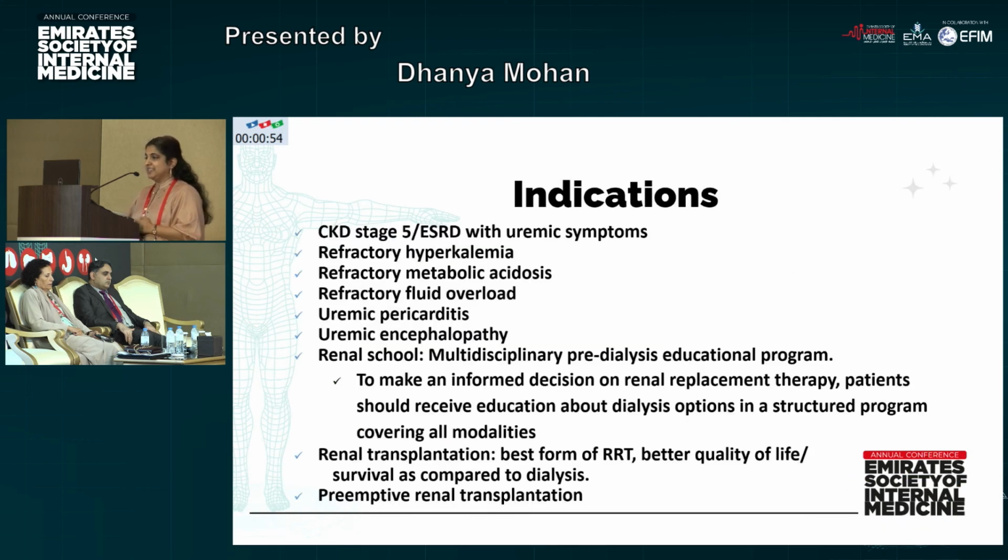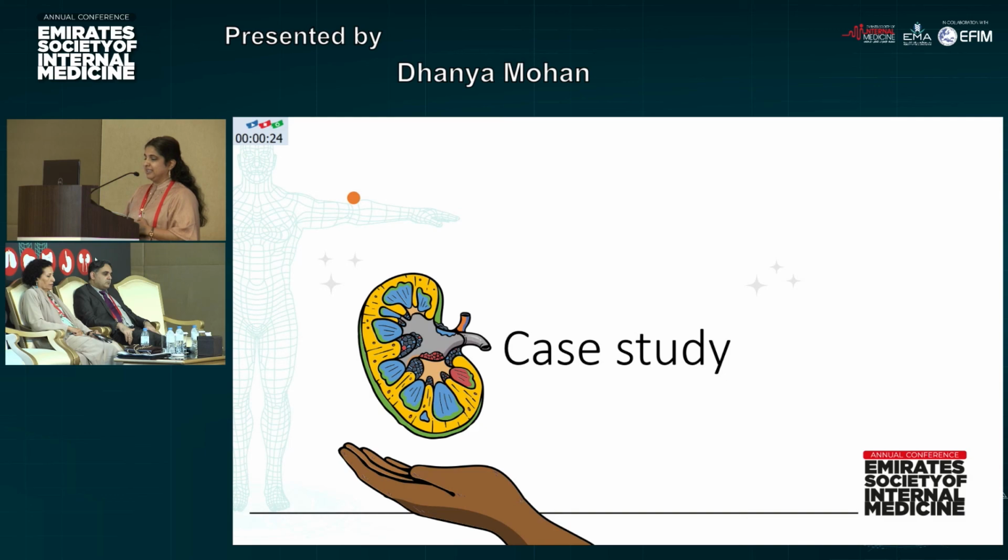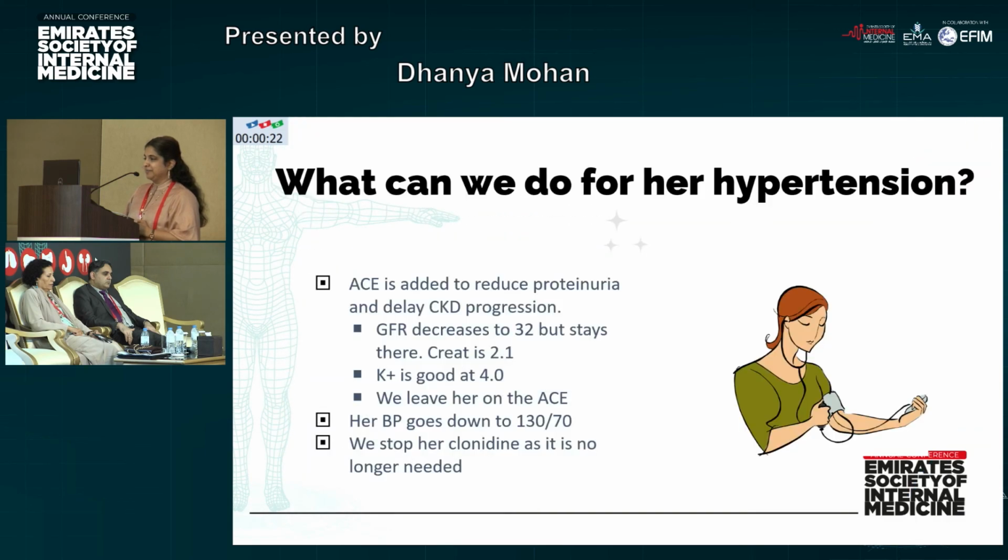Now, coming to dialysis and kidney transplantation, indicated in CKD stage 5 for refractory hyperkalemia, metabolic acidosis, fluid overload, pericarditis, encephalopathy. And in Dubai Hospital, we have even a renal school where we offer early education regarding dialysis in stage 4 and below to prepare patients to psychologically accept dialysis and transplantation. And renal transplantation from stage 5 is the best form of renal replacement therapy. Skip through this for lack of time.